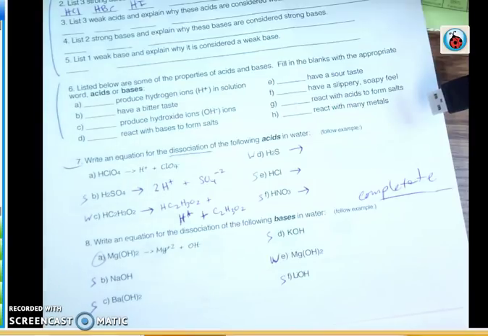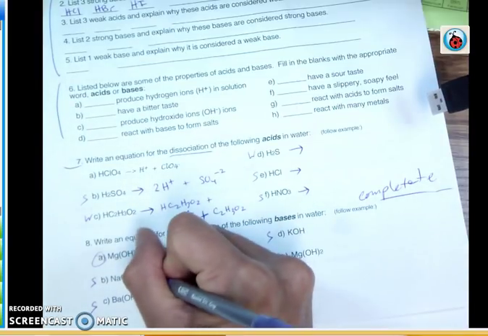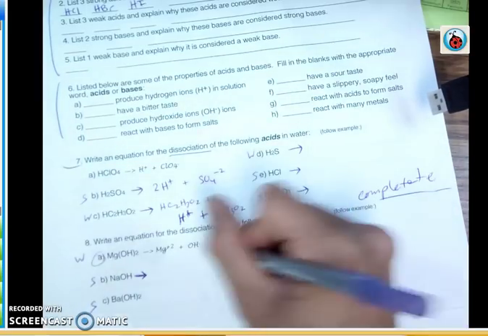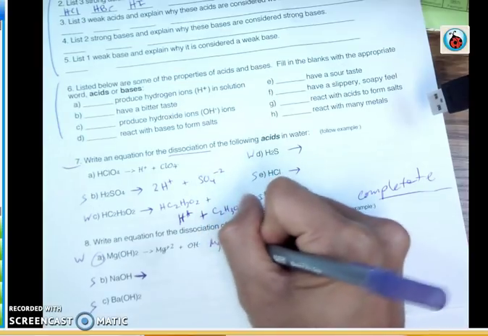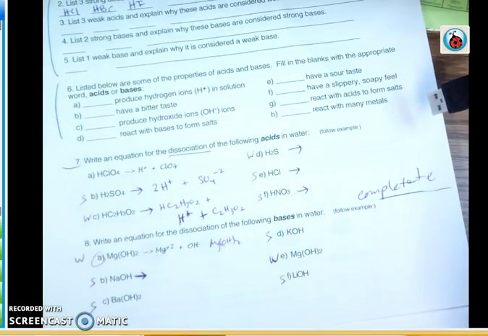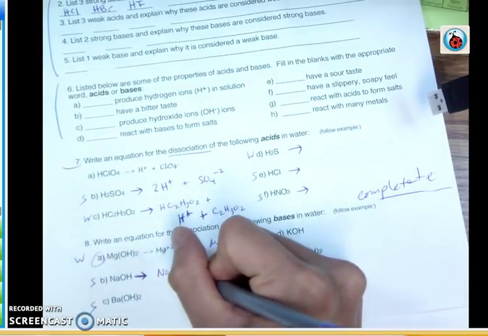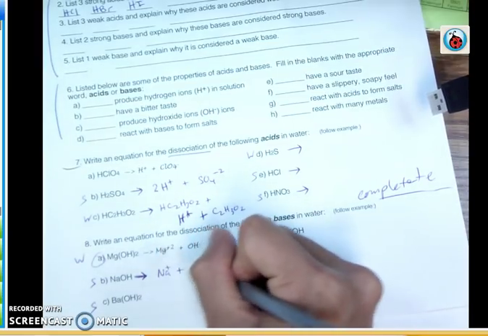But that's the main thing that's going to happen. Just realize that it is a weak base, so you still have some MgOH that are still together. Be familiar with that. So this one, NaOH, will split into 2 ions here, Na+ and OH-.